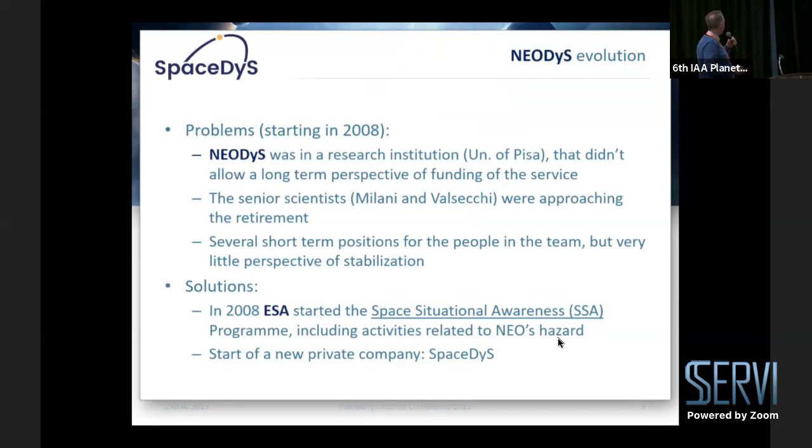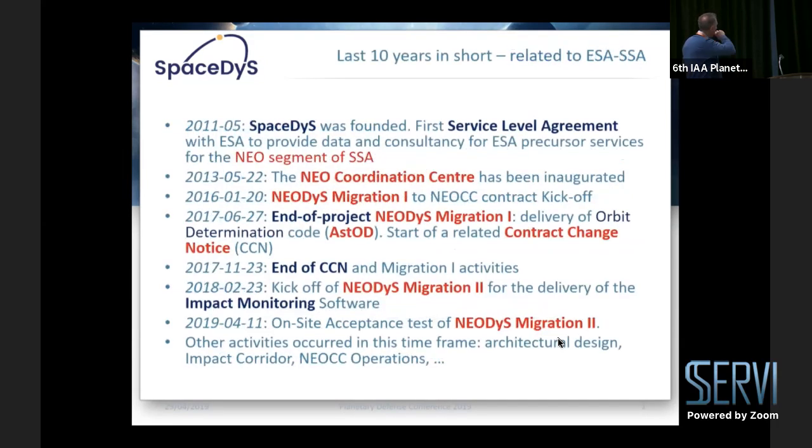The solution: in 2008 ESA started the so-called Space Situational Awareness Program. This also included the NEO hazard activities for the NEO segment, and so later on, to have a longer-term position for the people involved, we started a new company called SpaceDyS. Here you see, in short, the history related to the ESA SSA activity. The company was founded in 2011. We started a service level agreement to provide data, service, and consultancy to ESA.